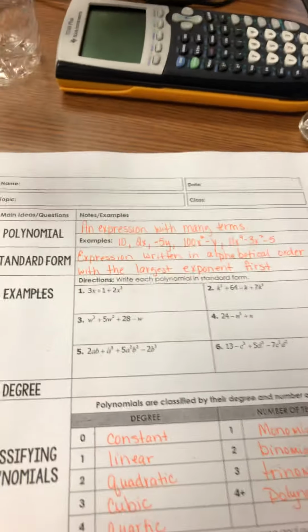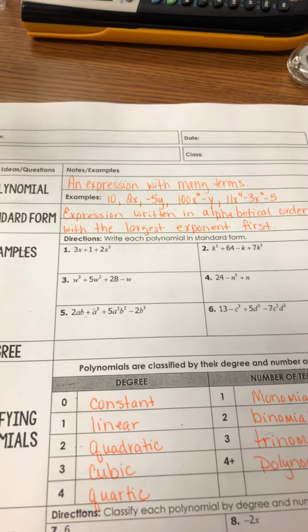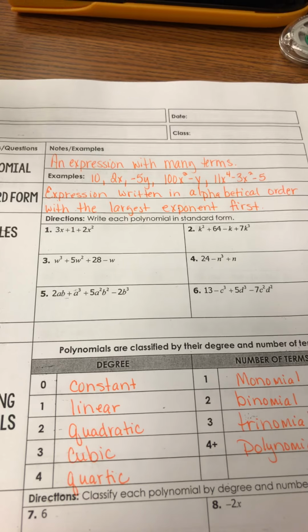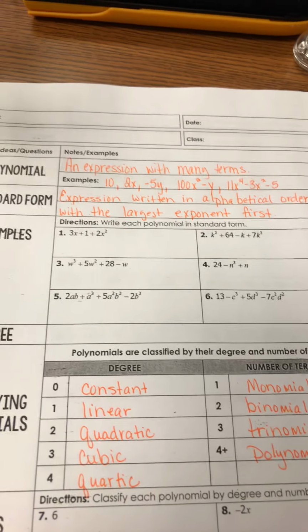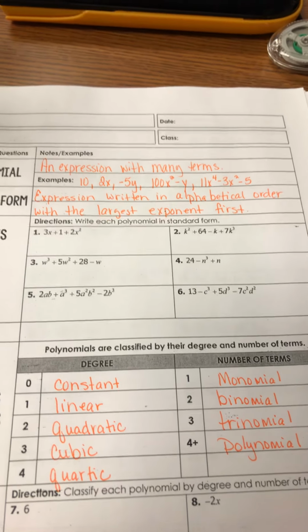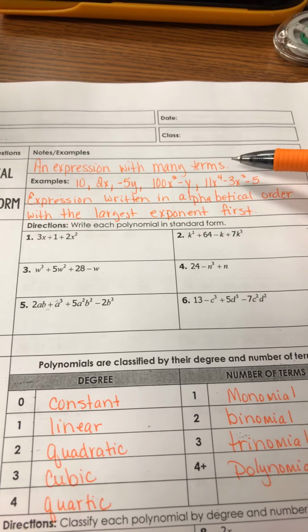Today's lesson is going to begin our polynomial unit. A polynomial is an expression that has many terms. It could be one term, two, three, four, however many. Terms are usually separated by plus or minus signs, so look for your plus and your minus signs to distinguish how many terms you have.